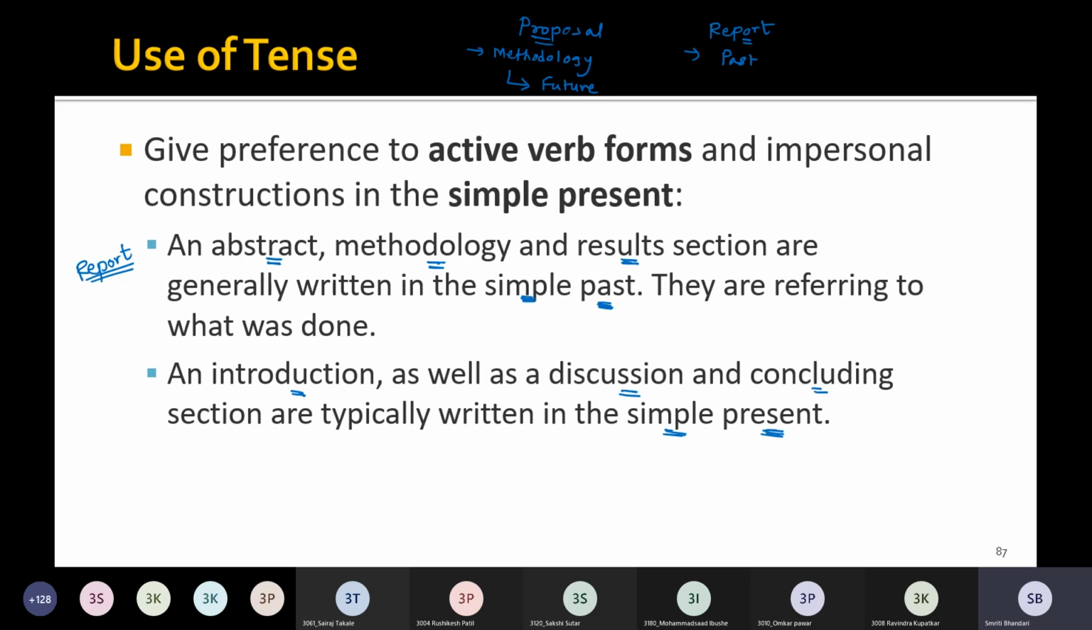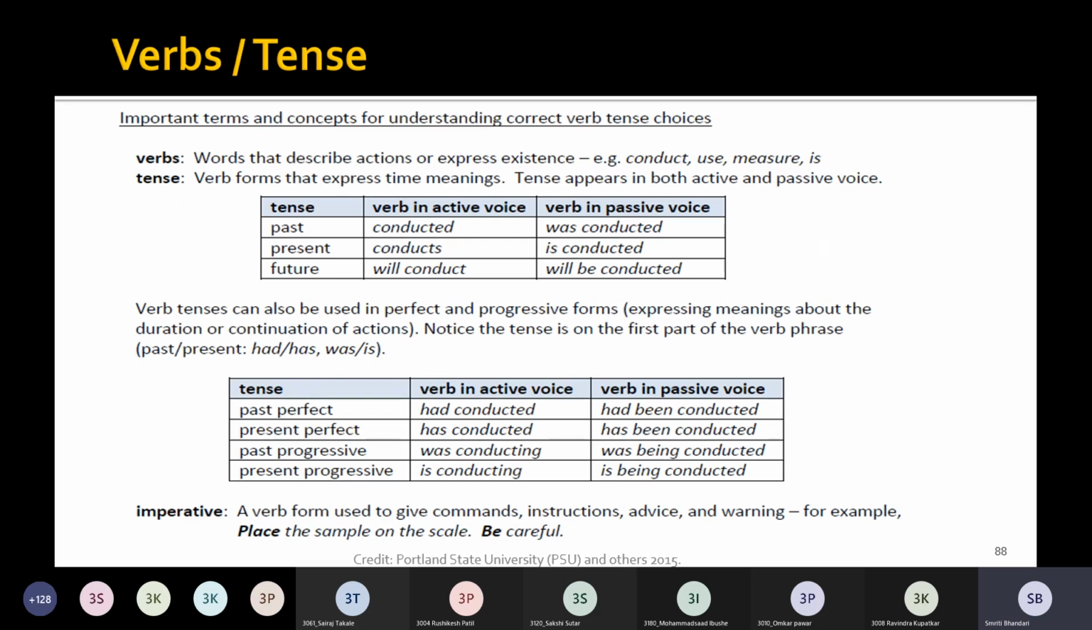So you now need to revise how to write these sentences in simple past tense, simple present tense and so on. You need to study the tenses once again, so that you can use the proper tense while writing your document. I have some revision here. You may refer to any English grammar book or any literature just to revise. Here are a few important terms and concepts for understanding correct verb tense choices. What are verbs? Words that describe actions or express existence are the verbs.